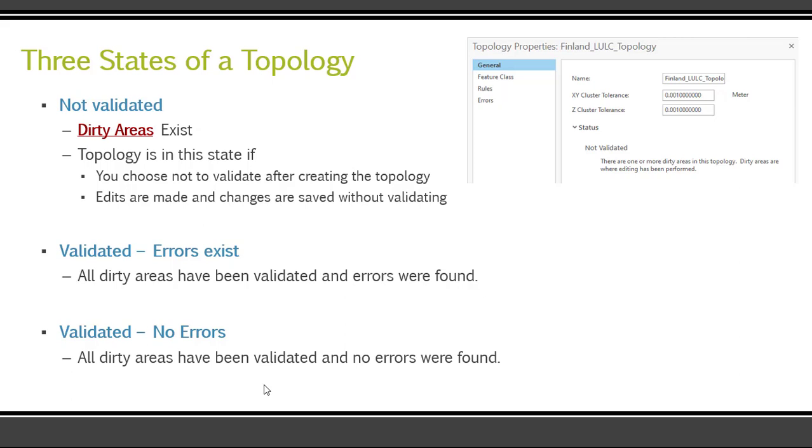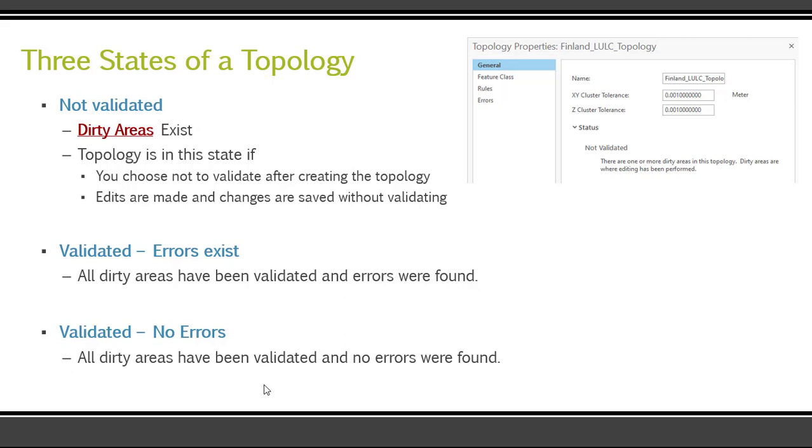But a topology is in this state if it has not been validated after you created the topology, meaning that your data has not been evaluated against the rules, or if edits are made to any of the data that participate in the topology, and after those edits have been saved, you didn't revalidate to check those edits against your topology rules. So that's what not validated means.